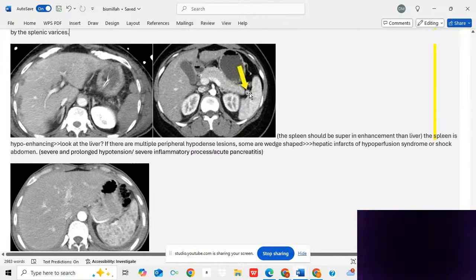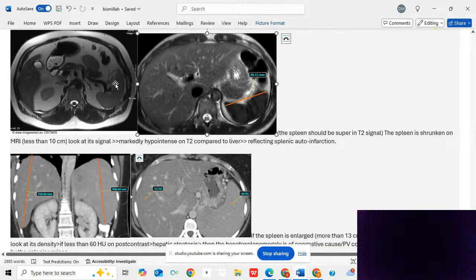So what about the normal splenic appearance on MRI T2-weighted image? The spleen is super in T2. The spleen should be the same signal of the liver or even brighter. It's not accepted to be darker. Okay, the spleen should be super to the liver in the T2 signal and in the enhancement.